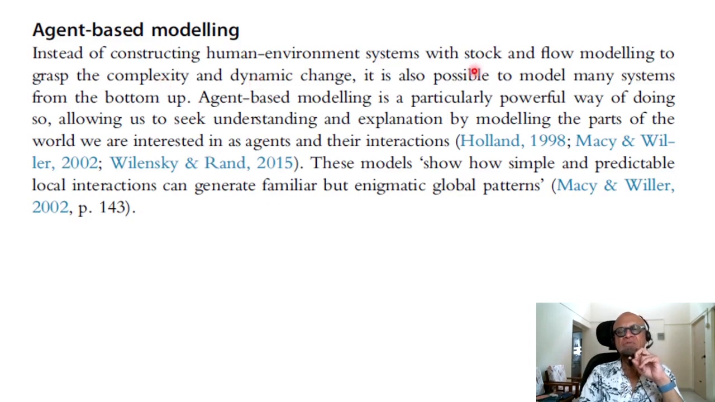Instead of constructing human environment systems with stock and flow modeling to grasp the complexity and dynamic change, it is also possible to model many systems from the bottom up. Agent-based modeling is a particularly powerful way of doing so, allowing us to seek understanding and explanation by modeling the parts of the world we are interested in as agents and their interactions. These models show how simple and predictable local interactions can generate familiar but enigmatic global patterns.